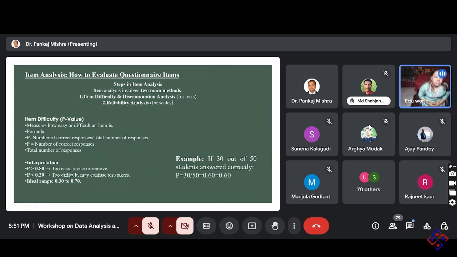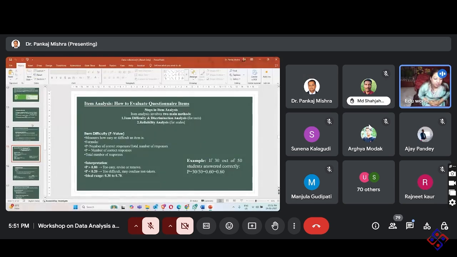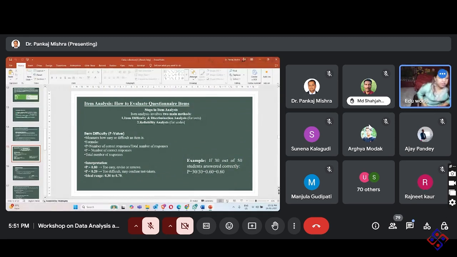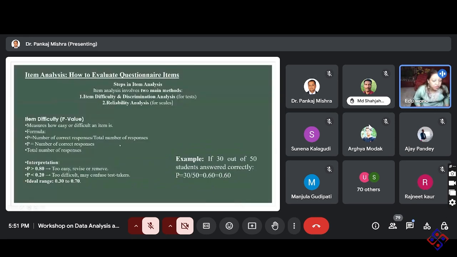Reliability analysis, I have already told you. Now, the slide is not fully visible, sir. Full screen is not showing, sir. Yeah, now it's okay.